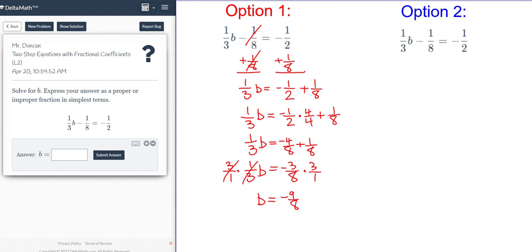Option number 2: I like option number 2 because it says let's get rid of fractions. But in order to understand option number 2, you need to understand partial fraction decomposition. We could take a single fraction, 9 over 20, and break it into two simple fractions, 1 over 4 plus 1 over 5. That's a good example of partial fraction decomposition.